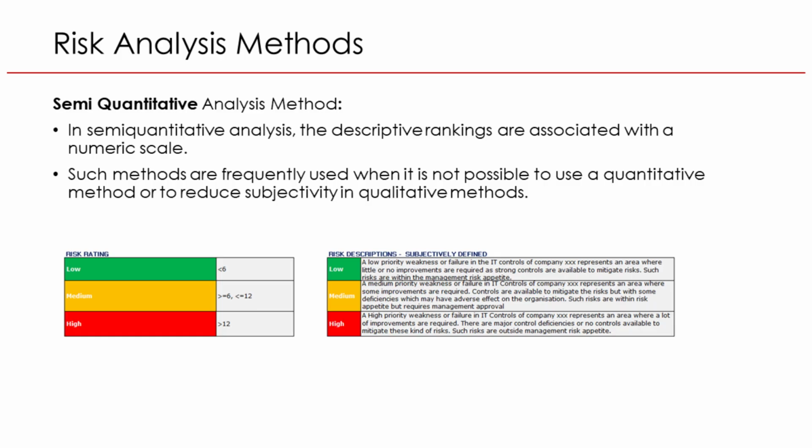It uses the same descriptive terms, like high, medium, or low, but assigns numbers to them to make the assessment more objective. For example, instead of just saying a risk is high, the organization might rate it as a 3, medium as 2, and low as 1. These numbers make it easier to compare and prioritize risks based on both their likelihood and impact.